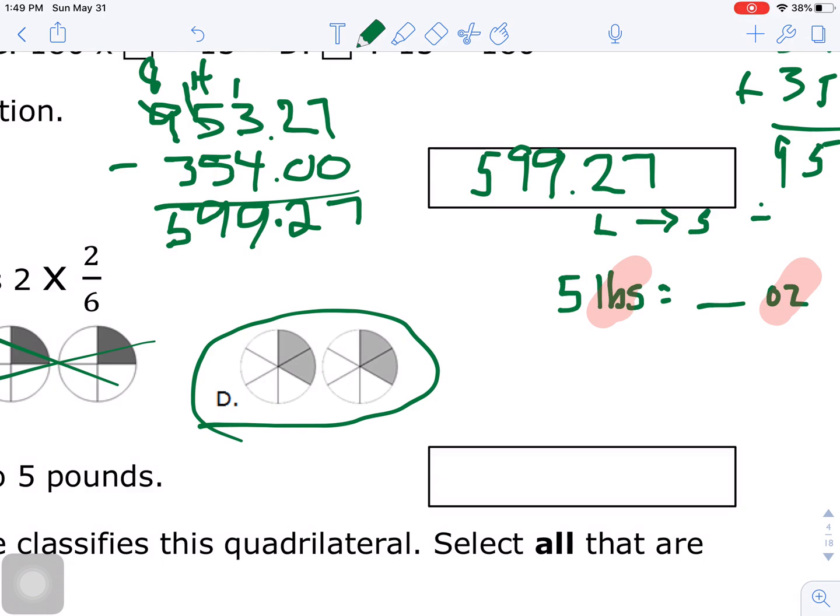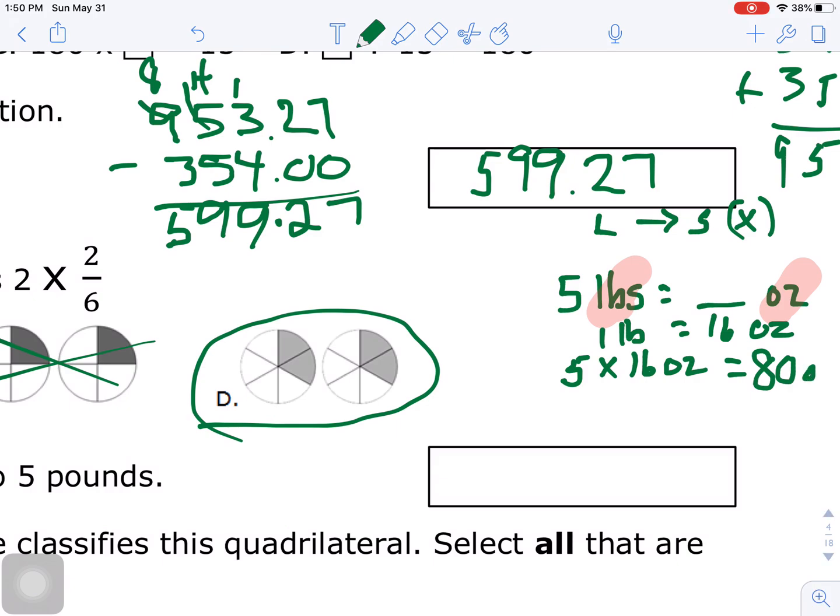Larger to smaller, I'm sorry, did I say divide? You're going to multiply. Larger to smaller, you're going to multiply. So I know that 1 pound is equal to 16 ounces. So I'm going to take 5 pounds, or 5 copies of 16 ounces, which would equal 80 ounces. So 5 pounds is equal to 80 ounces.